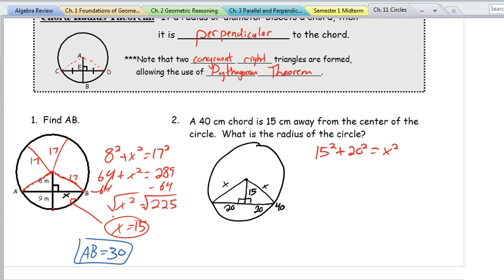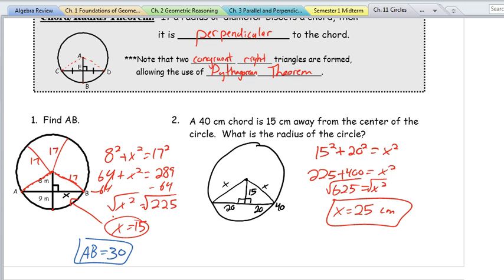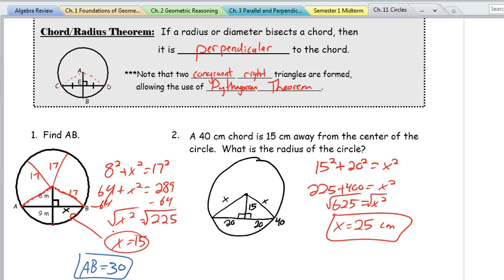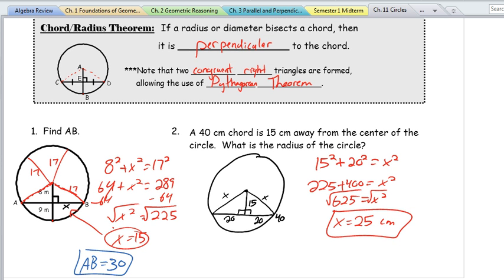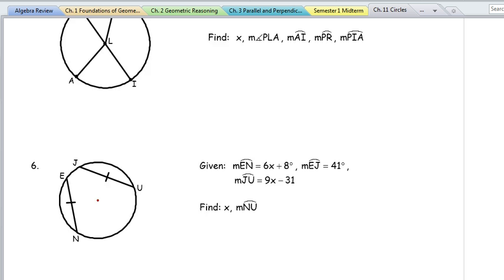Hypotenuse is always across from that 90. 225 plus 400 equals x squared. 625 equals x squared. And that's going to be the square root of 625, which is 25. And there is our radius. We'll call it 25 centimeters, because we are given a unit. So again, a little tricky, but just draw your picture if you need to, and then again make a right triangle in there. We're going to find that happening a lot, and I know you guys prefer Pythagorean theorem.